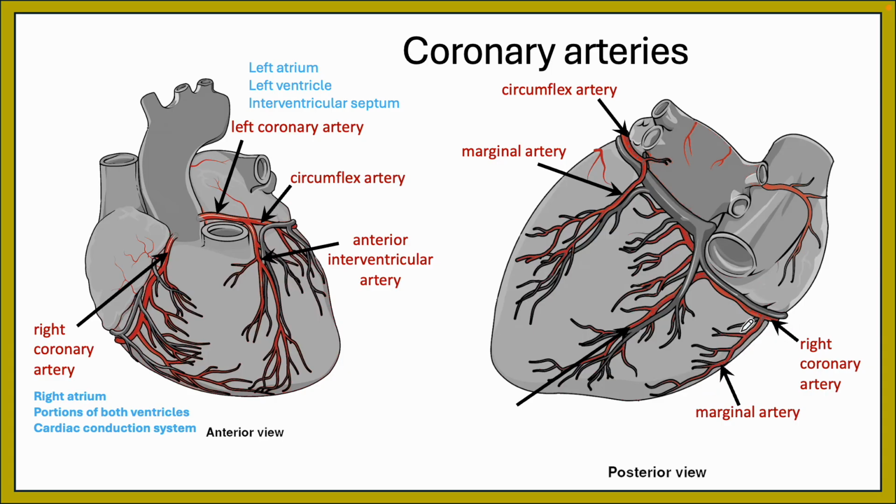The marginal arteries are going to be derived from the right coronary artery, and you can see that the circumflex artery also contributes one there. And then the right coronary artery will also provide circulation down the posterior of the heart along the interventricular sulci. So it's going to go down and separate the two ventricles on the posterior side.